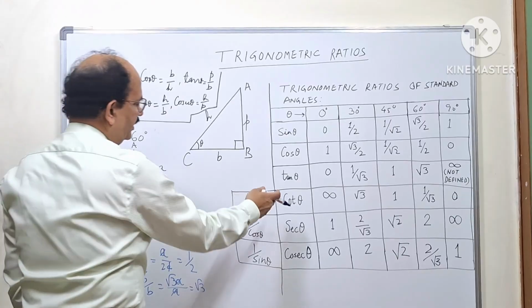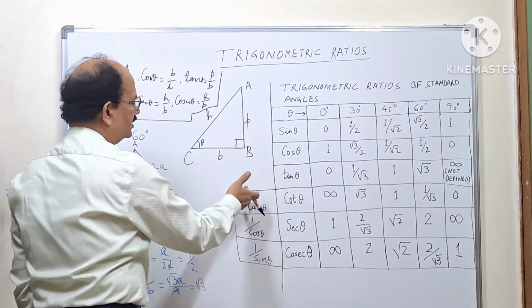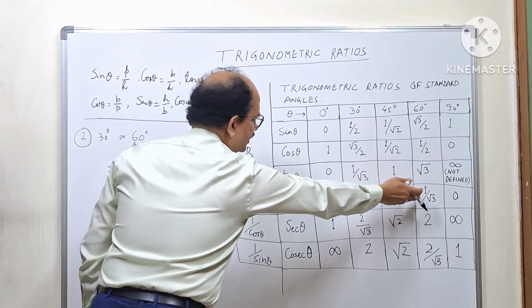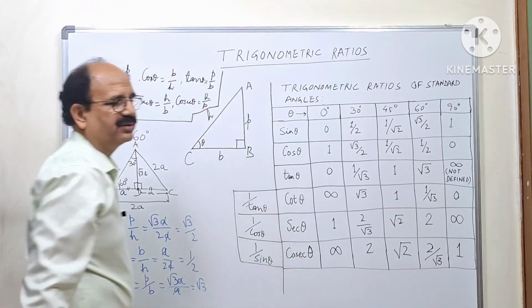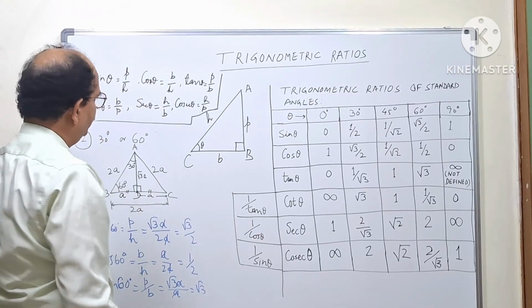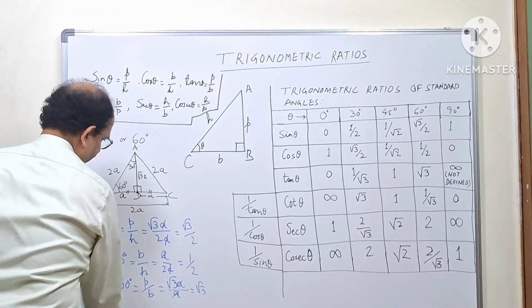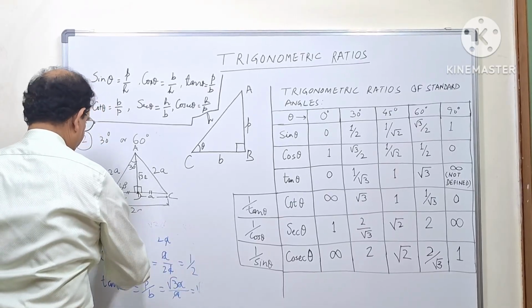Now to find cot theta, sec theta, cosec theta, you have to just do the inverse. Cot theta is 1 upon tan theta. That's how you get cot 60 is equal to 1 by root 3. And likewise others also you can get. So that's how you calculate 30 degree or 60 degree trigonometric ratios.